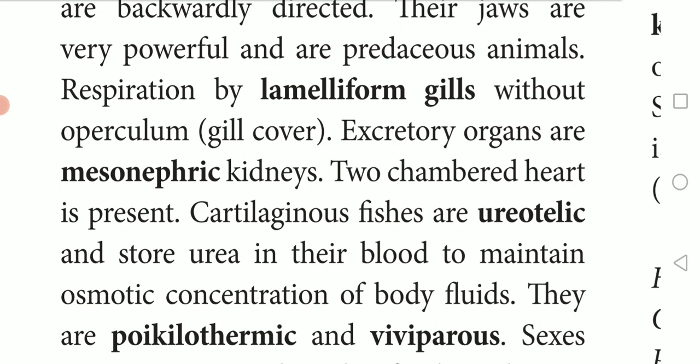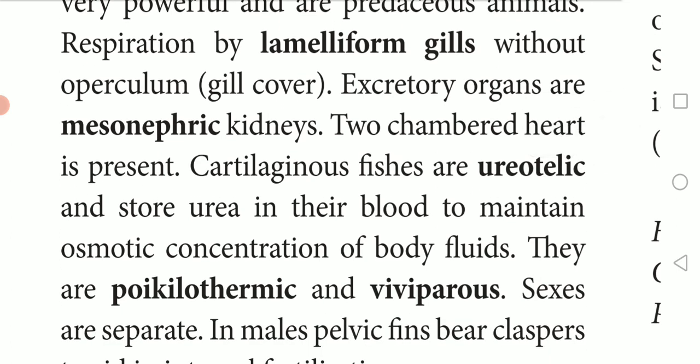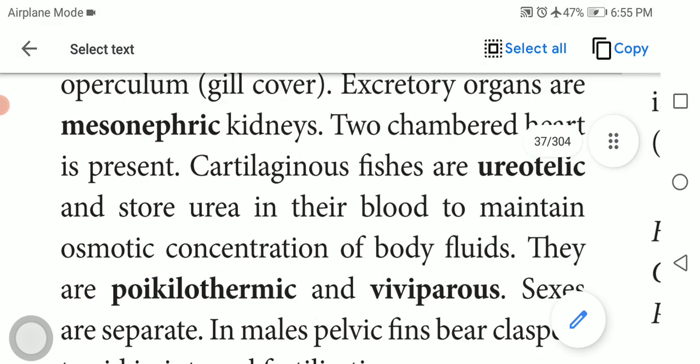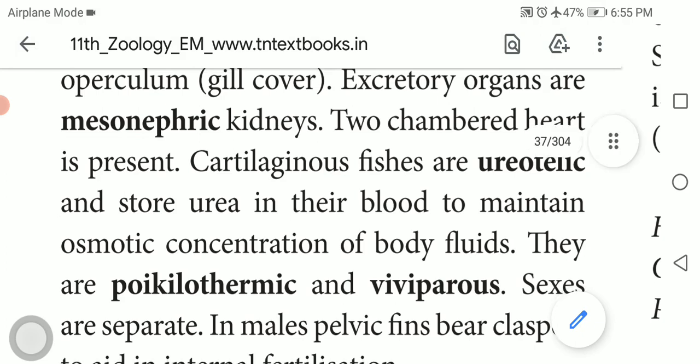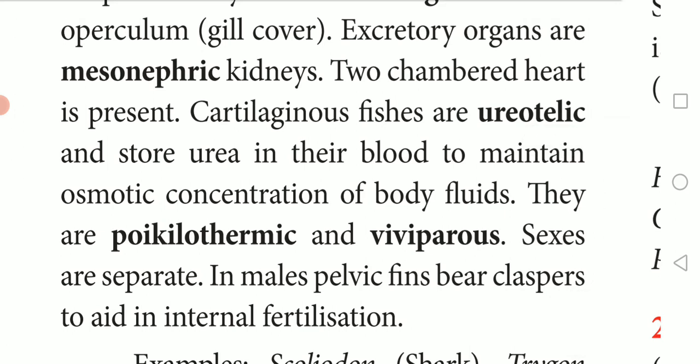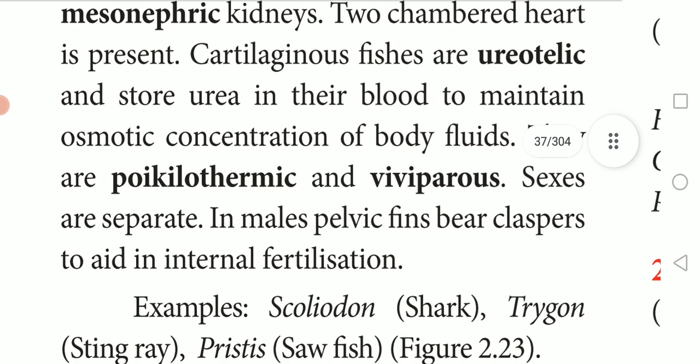Excretory organs are mesonephric kidneys. You know what we mean by excretory organs? They are used to send out the waste. Two chambered heart is present. Cartilaginous fishes are ureotelic, they store urea. What is ureotelic? This kind of animal excretes urea. They store urea in their blood to maintain osmotic concentration of body fluid.